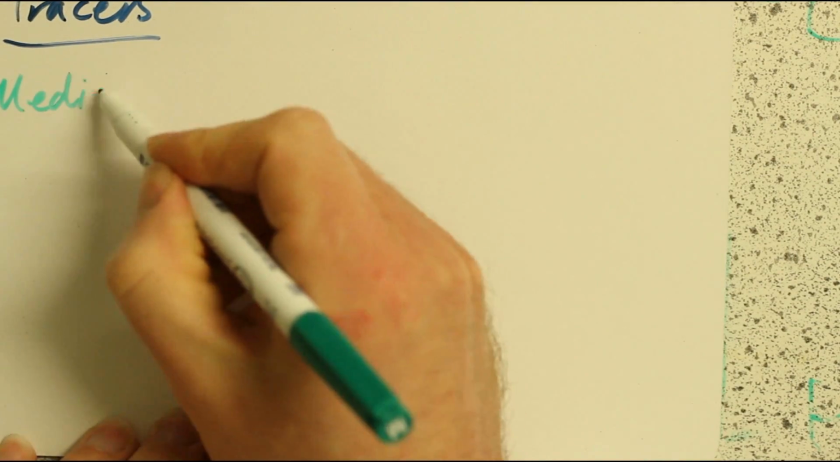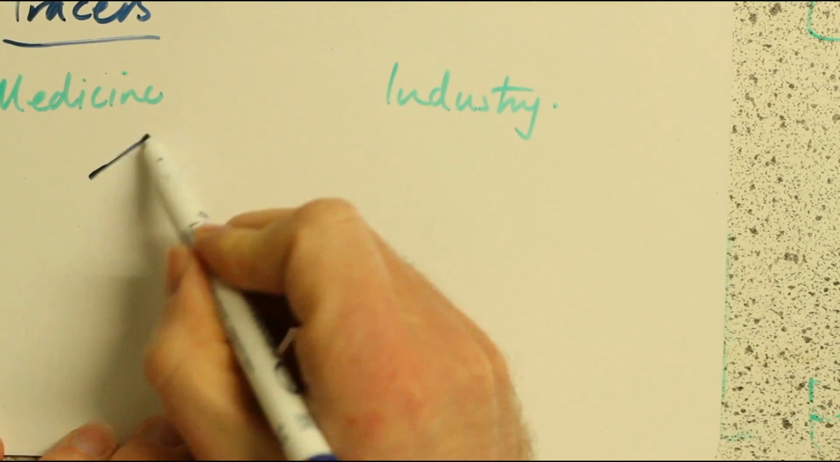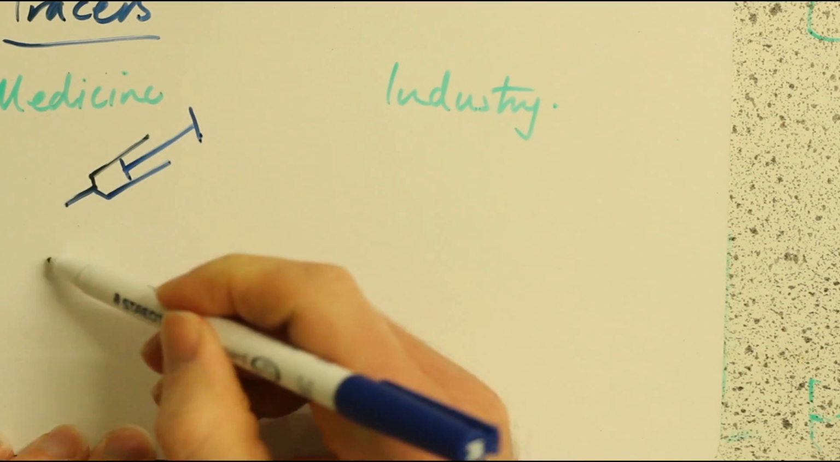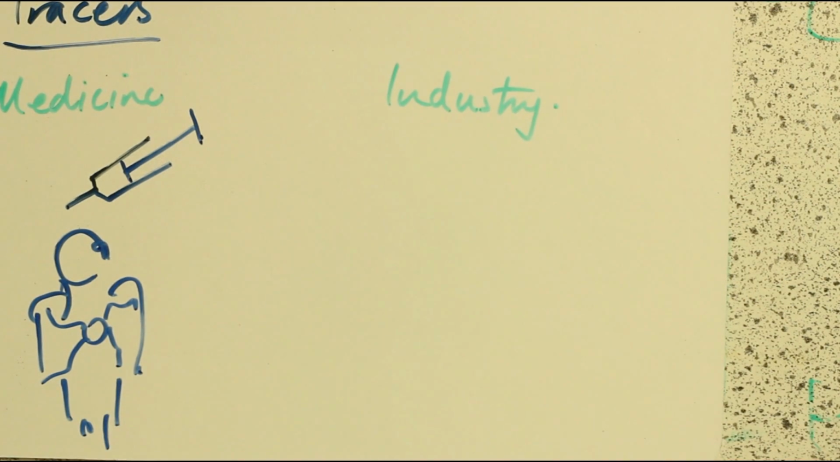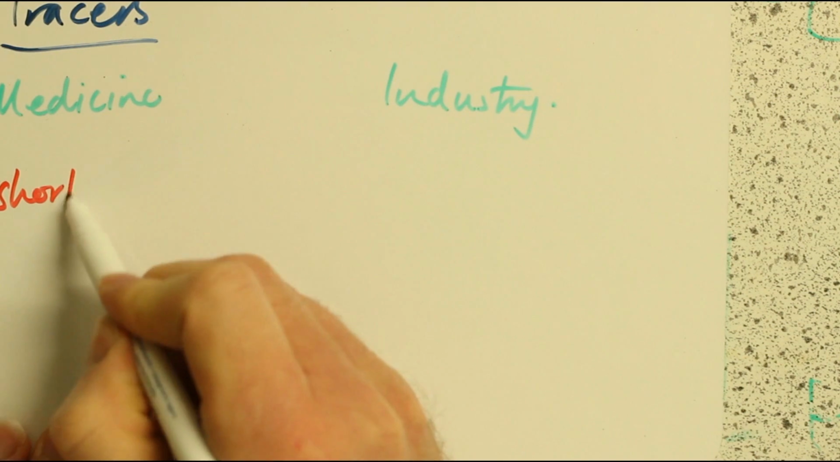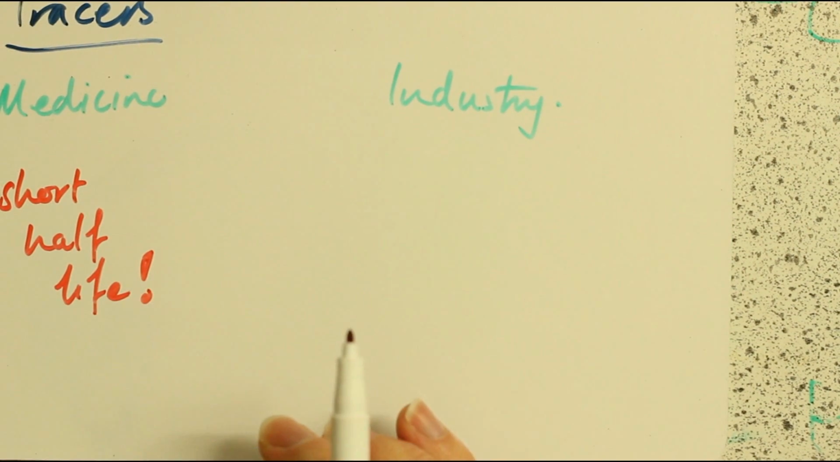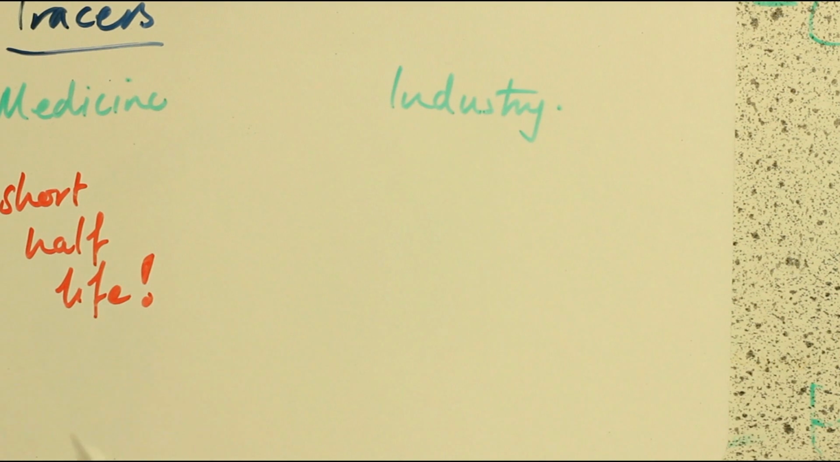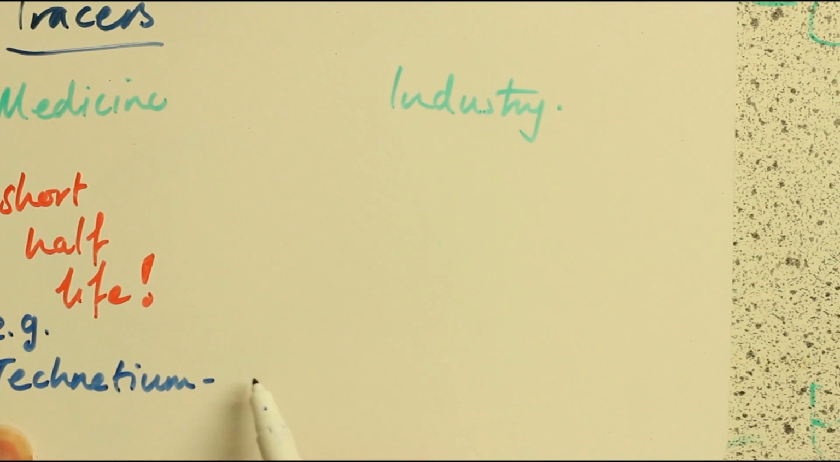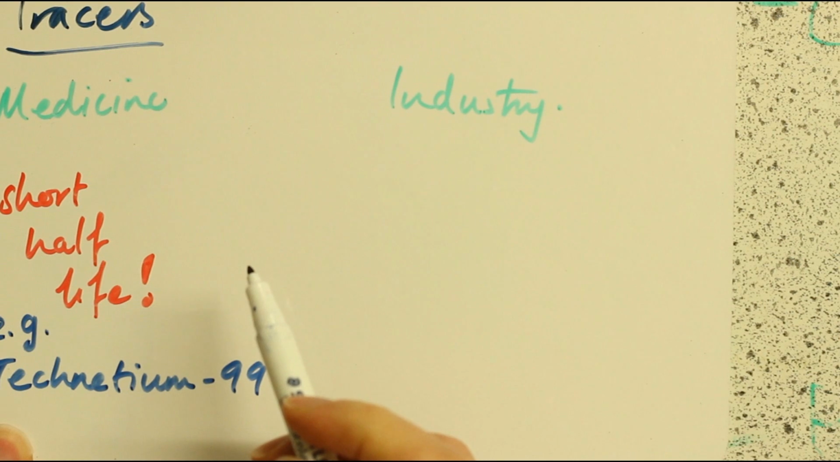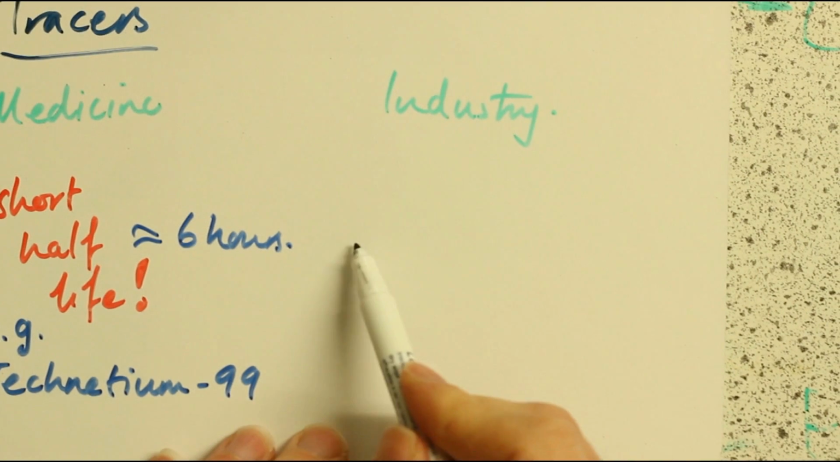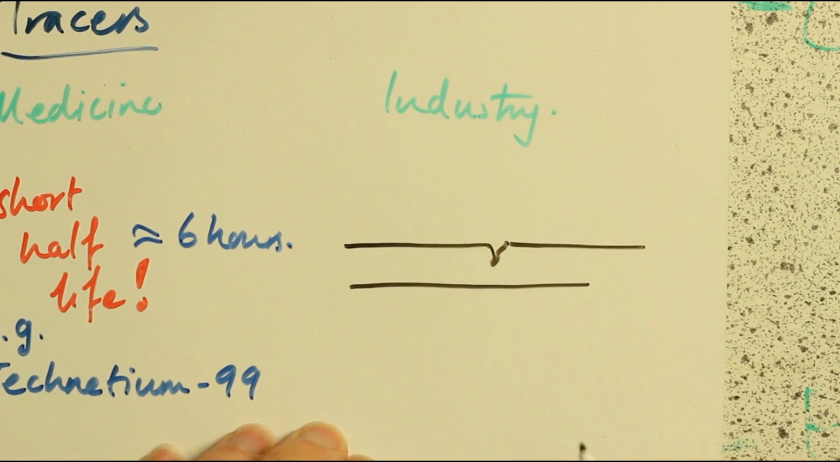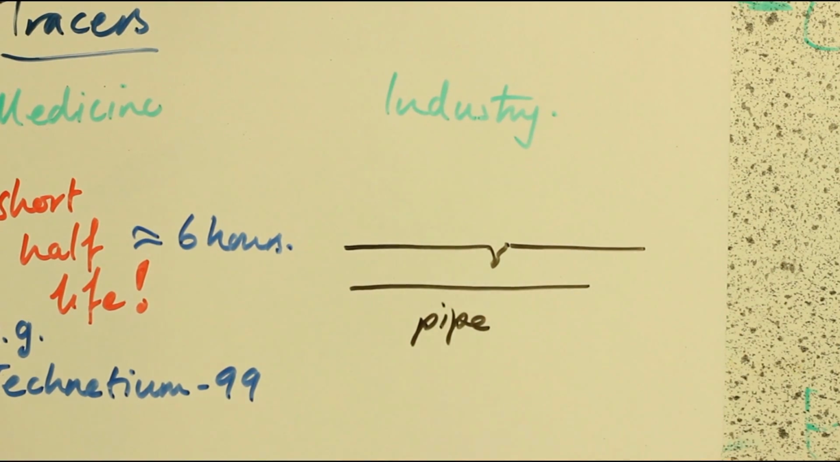Tracers are used for two reasons, in medicine and in industry. In medical use, a tracer will be injected. It will usually be a beta source, and beta because it's penetrating enough to leave the body. We would always use a source which has a very short half-life. An example is technetium-99, which has a half-life of about 6 hours. So this means that the patient is not radioactive for a long time after the treatment. It means that the beta particles can be detected outside the body, so we can do things like analyze blood flow.